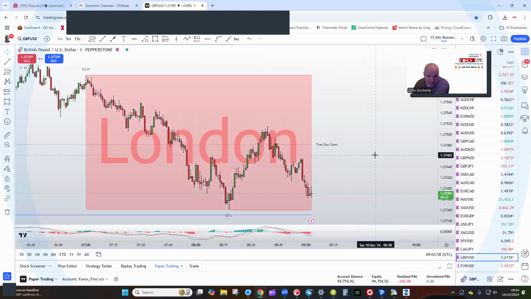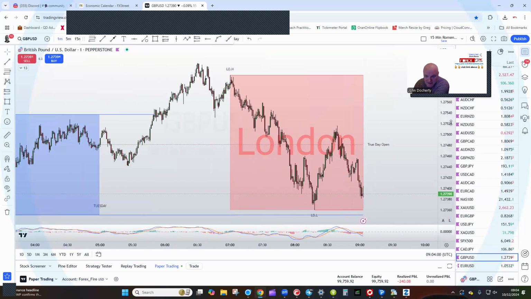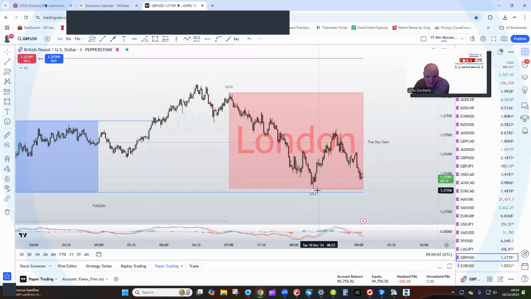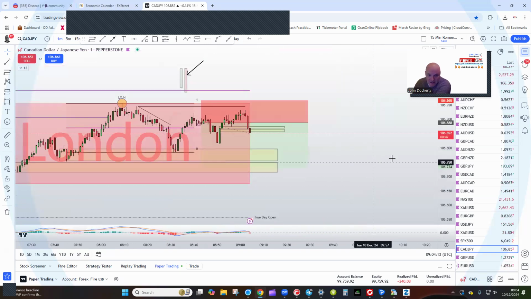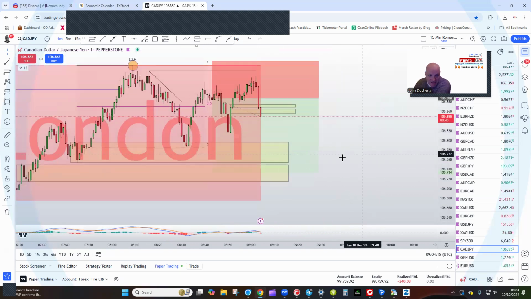The GBPUSD, we haven't taken any kind of entry because we haven't swept out of the London low, which is what I'm possibly waiting for at the minute. But at this time, I think I'll just leave that. We're concentrating on this. You can see live price action as we see.